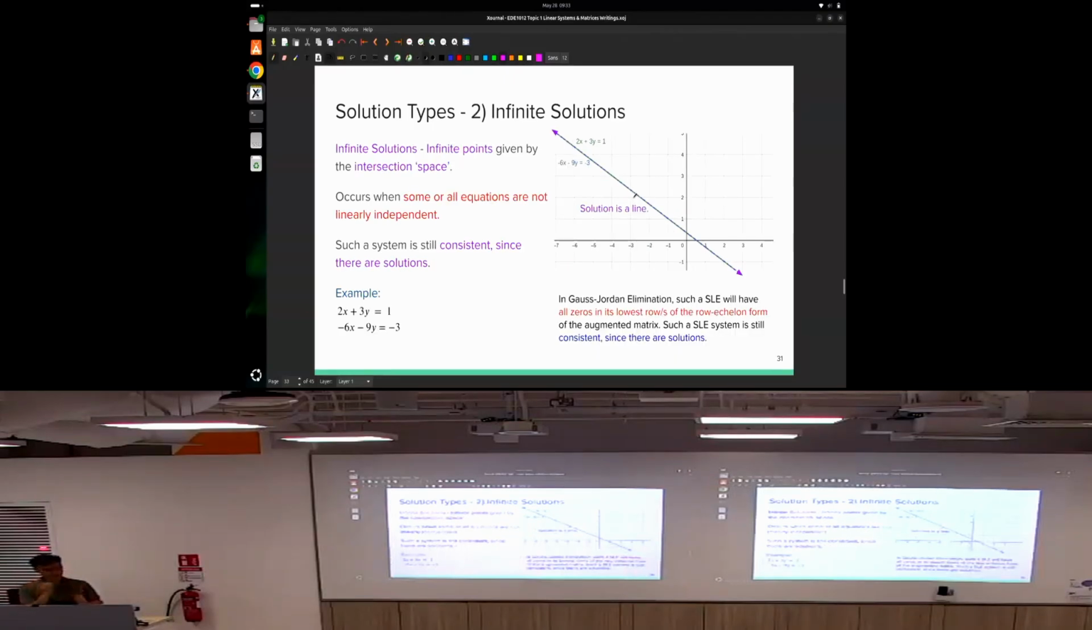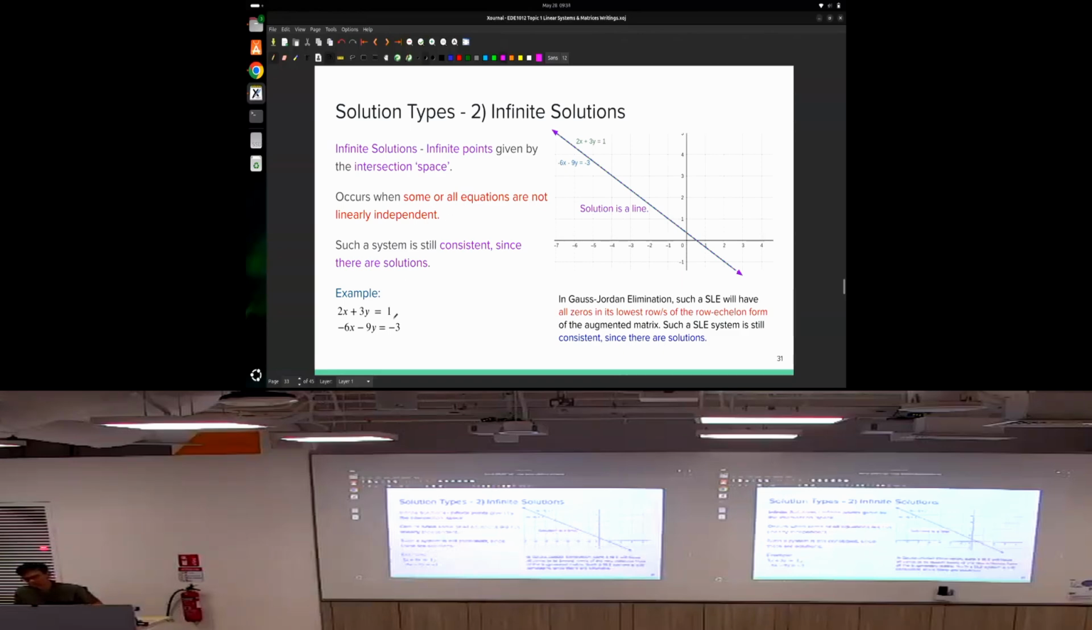Okay, second type, this one also demonstrated, infinite solutions. You can see in this example, 2x + 3y = 1. Then you take the first equation times 2, times -3, and you get the second equation, correct or not? 2 times -3 is -6, 3 times -3 is -9, 1 times -3 is -3. So actually, the two equations are exactly the same. So what's the intersection space? A line, right? But is it consistent or not? Consistent, because there are solutions. You see, got solution, consistent already. But not all equations are linearly independent.